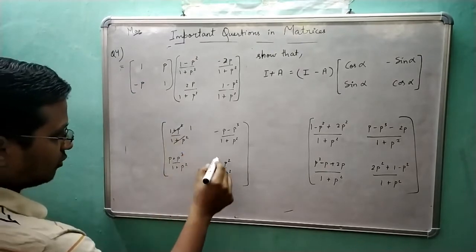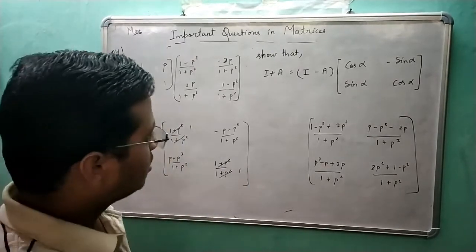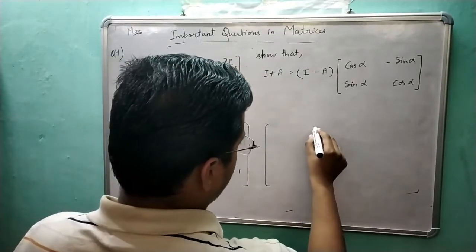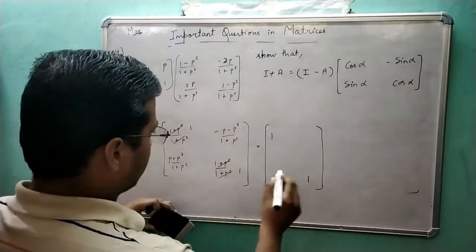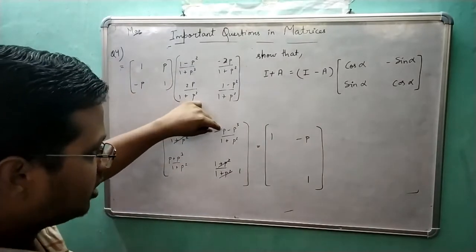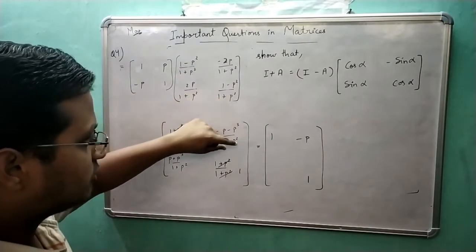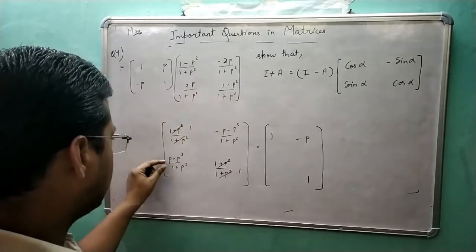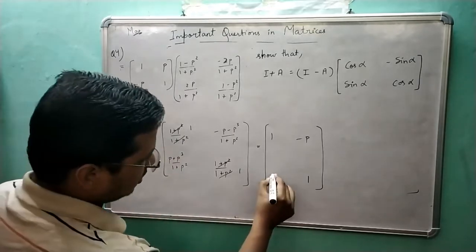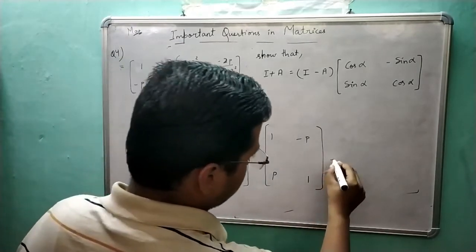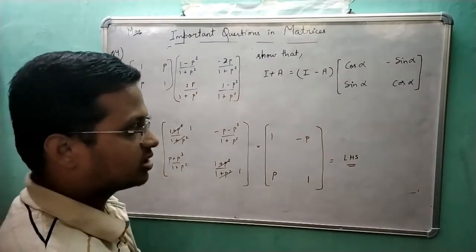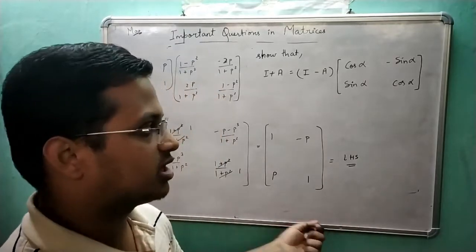These two will cancel, we will get 1. These two will cancel, we will get 1. So here we will get, this will be 1, 1. From here we can take minus P common. If you take minus P common, you will get 1 plus P square, which will cancel with the denominator. Similarly, if you take P common from here, you will get 1 plus P square, which will cancel with the denominator. So what we have got is this much, which is equal to the value that we had got in LHS. So we have proved this. This is a very important question. Practice this as much as you can.